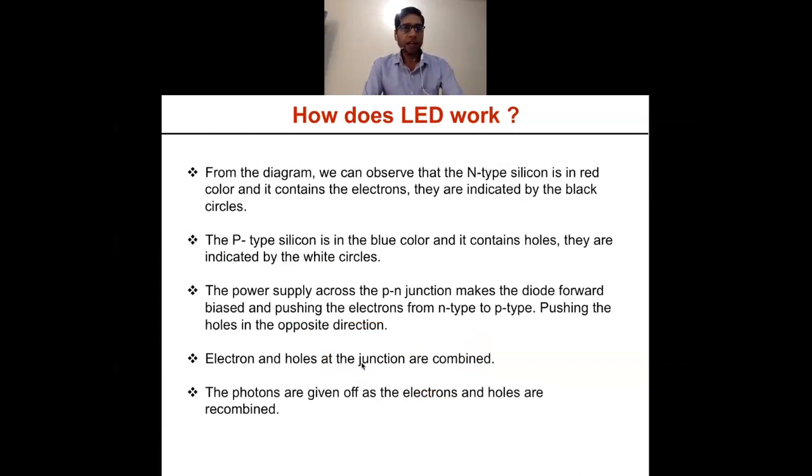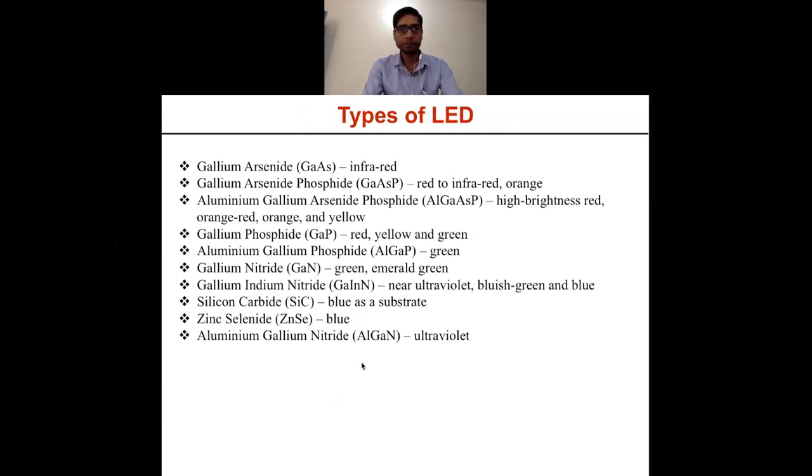The power supply across the PN junction makes the diode forward biased, pushing the electrons from the N-type to the P-type. As you can see in the last slide's figure, the N-type silicon was in red color and the P-type silicon was in blue color. So the holes are pushed in the opposite direction. Electrons and holes at the junction combine, and photons are given up as the electrons and holes recombine.